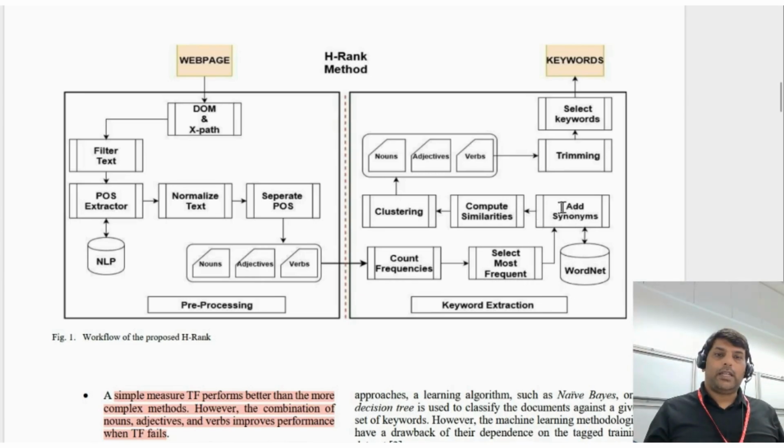So then we add synonyms for the words using WordNet. And then after that, we compute similarities between the words. For example, car and cars can be used as a single word. Then we find the similarity. Based on the similarity score of the words, we use clustering using agglomerative clustering. Then we separate the nouns, adjectives, and verbs, and after finding the list of different words, we trim them and then we select the keywords.